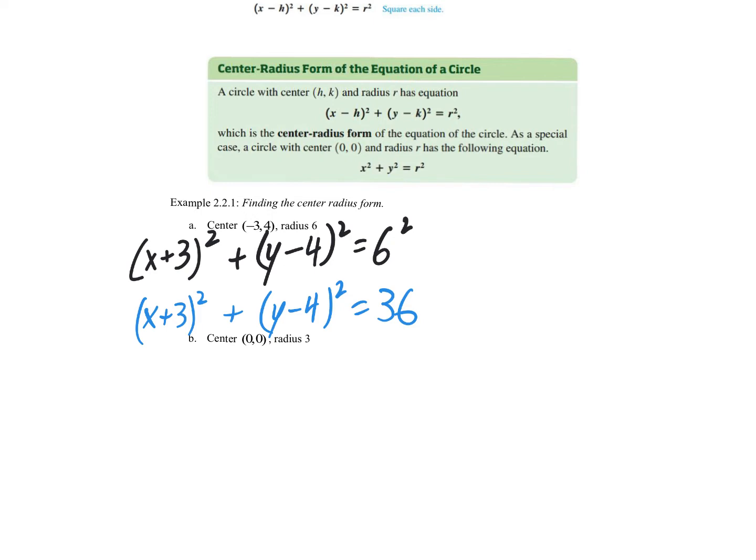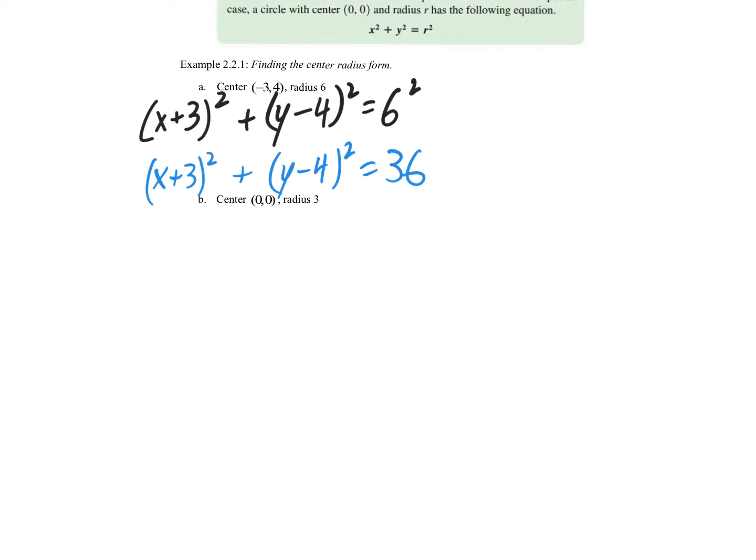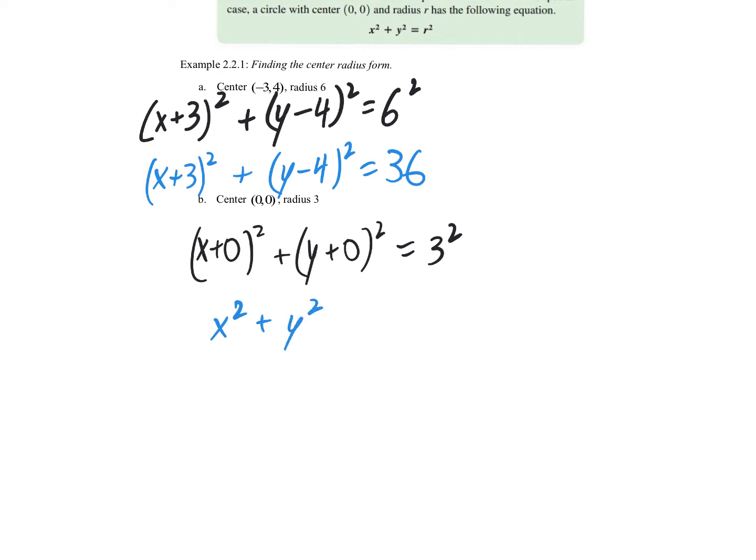Okay, now the second one asks us, what about if the circle has a radius of 3, but the center is at (0, 0) at the origin? Well, basically we'd have something like (x + 0)^2 + (y + 0)^2 = 3^2. And when we clean this up, it becomes very simply x^2 + y^2 = 9. And that is the circle with the center at the origin, (0, 0), with a radius of 3.